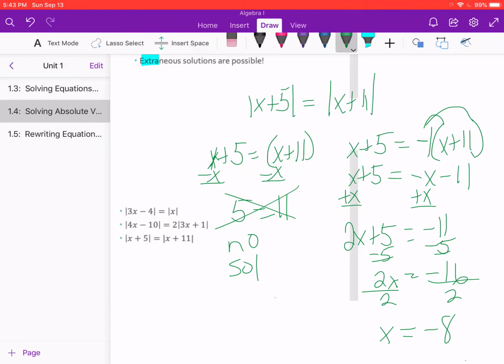Negative 8 plus 5 is negative 3. Absolute value is 3. And negative 8 plus 11 is positive 3, and the absolute value of that is also 3. So we only have one solution here. So again, follow the same protocol. The easiest thing I would say is to turn your absolute value bars into parentheses and then make sure on one of them you just throw a negative in front.